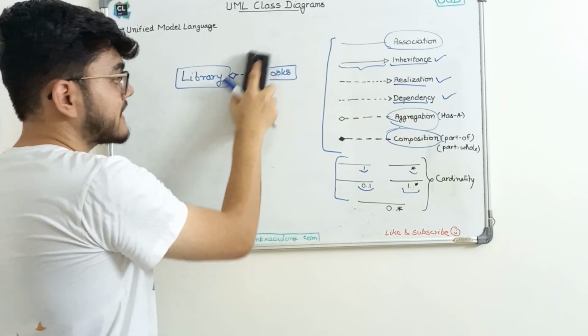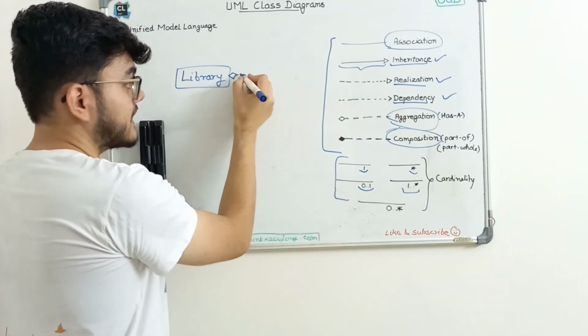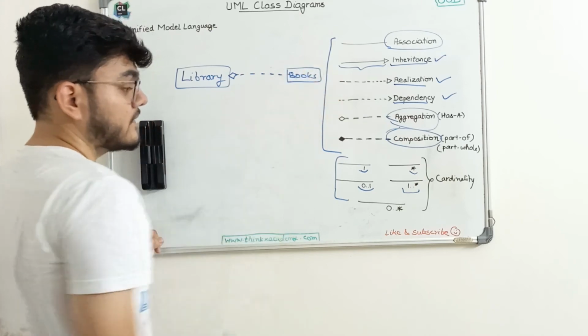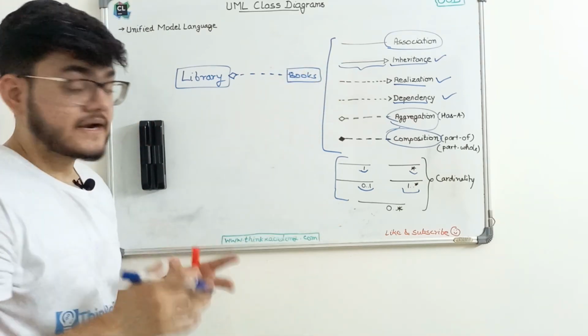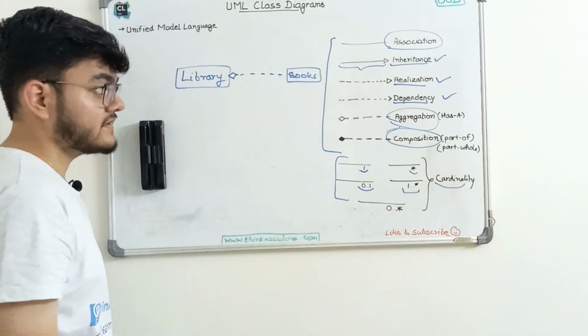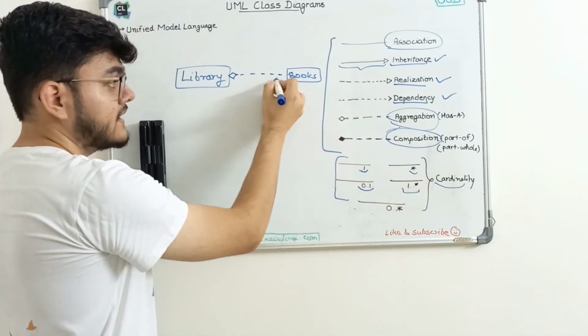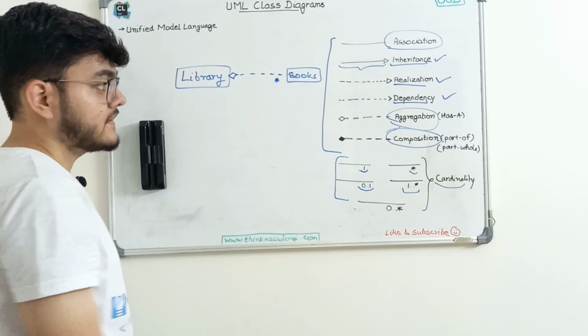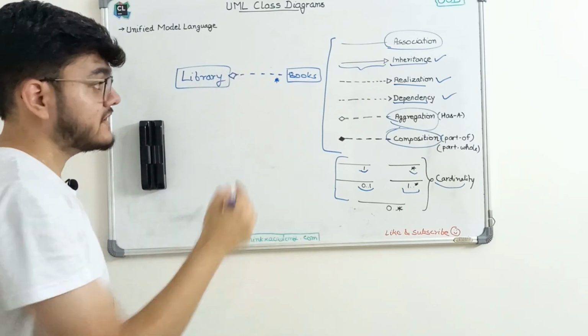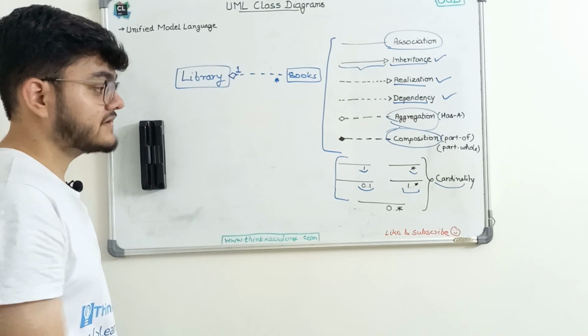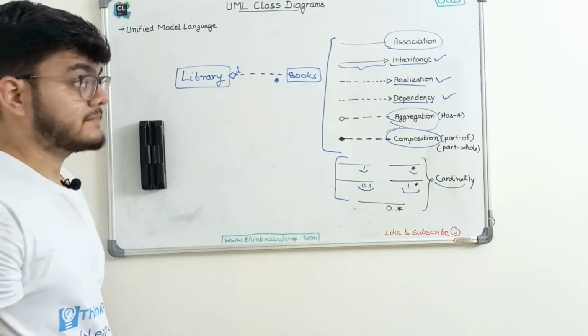I'm going to just leave some gap because we also need to write the cardinality. So we have books here. Now we are going to deal with cardinality, which actually means the number of objects. So how many books are there? You can see books can be many, infinitely many, so I can write infinite. Now we have only one library, so I'm going to write 1 here. So cardinality is 1 to infinitely many.